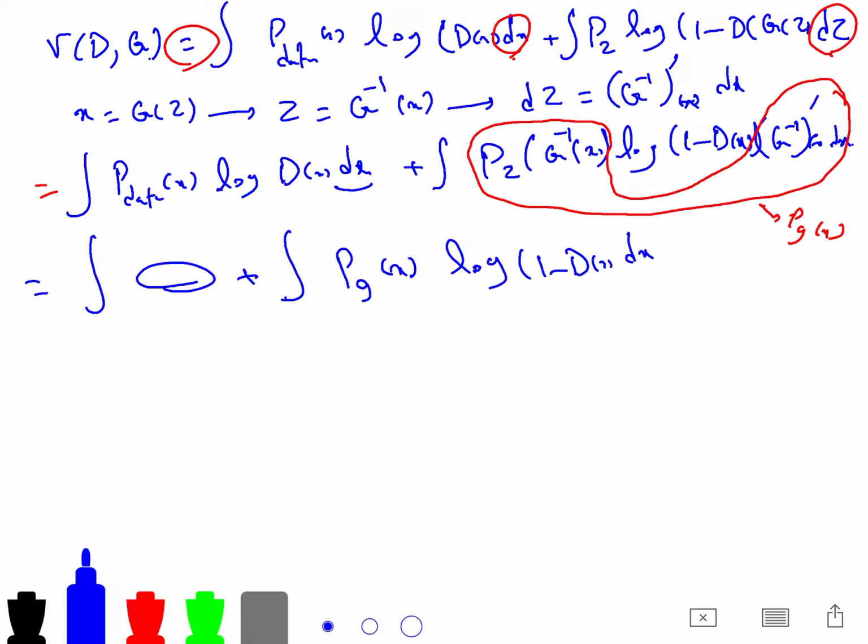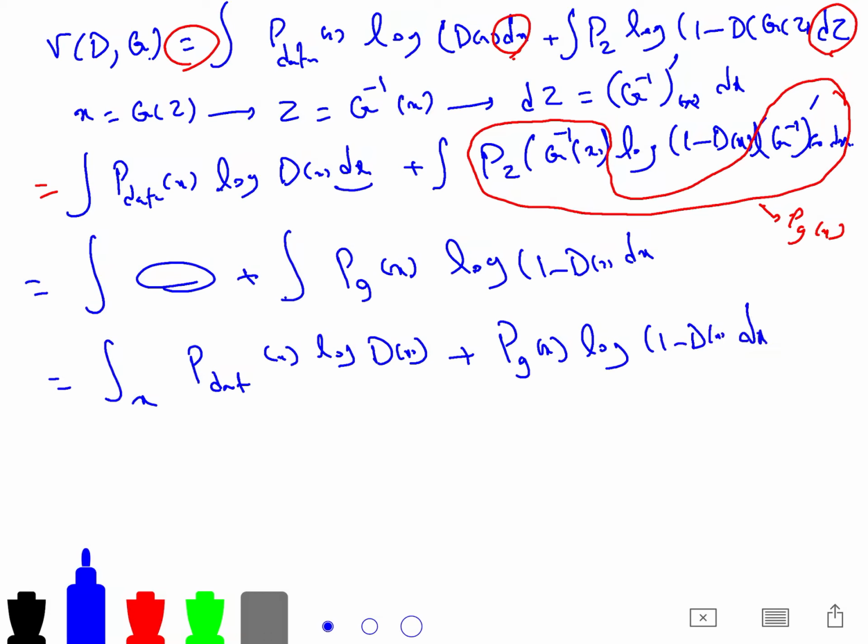And then you notice that we want to maximize this with respect to D. P data of x log of D of x plus pg of x log of 1 minus D of x. So let's maximize this with respect to D. And what do we do when we want to maximize with respect to D? We just take derivative with respect to D.